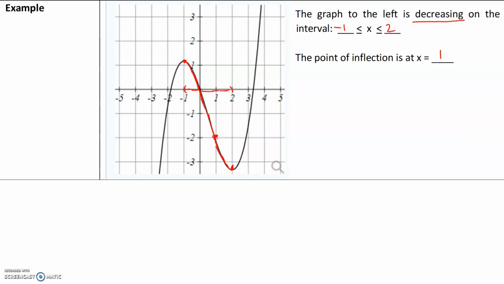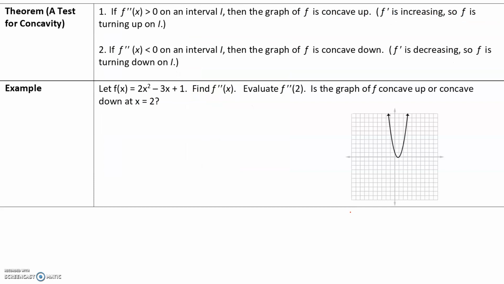Because we don't want to approximate, we're going to be using calculus to find the points of inflection and to determine concavity. So here's a theorem. This is a test for concavity. If the second derivative is greater than 0 on that interval, the graph is concave up. If the second derivative is less than 0 on that interval, then the graph is concave down. Okay, second derivative greater than 0, concave up; second derivative less than 0, concave down. So here's a quick summary.